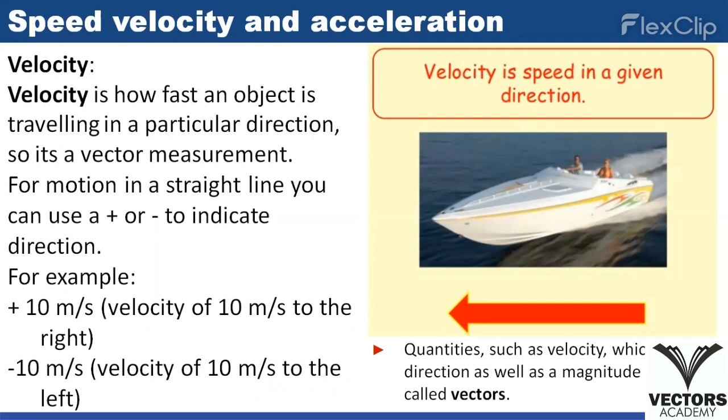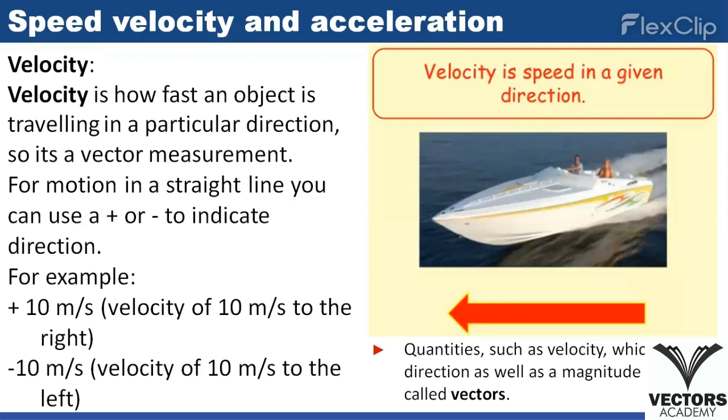Velocity. Velocity is how fast an object is traveling in a particular direction. So, velocity is a vector measurement. For a motion in a straight line, you can use a positive sign or a negative sign to indicate the direction. For example, positive 10 meter per second is velocity of 10 meter per second to the right, and negative 10 meter per second is the velocity of 10 meter per second to the left.